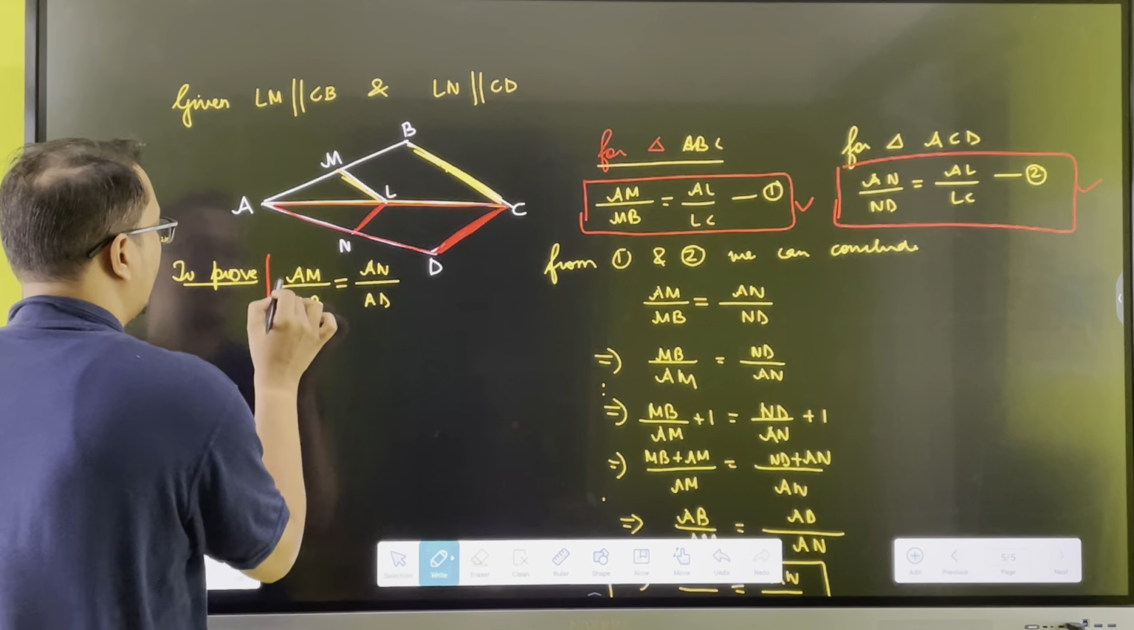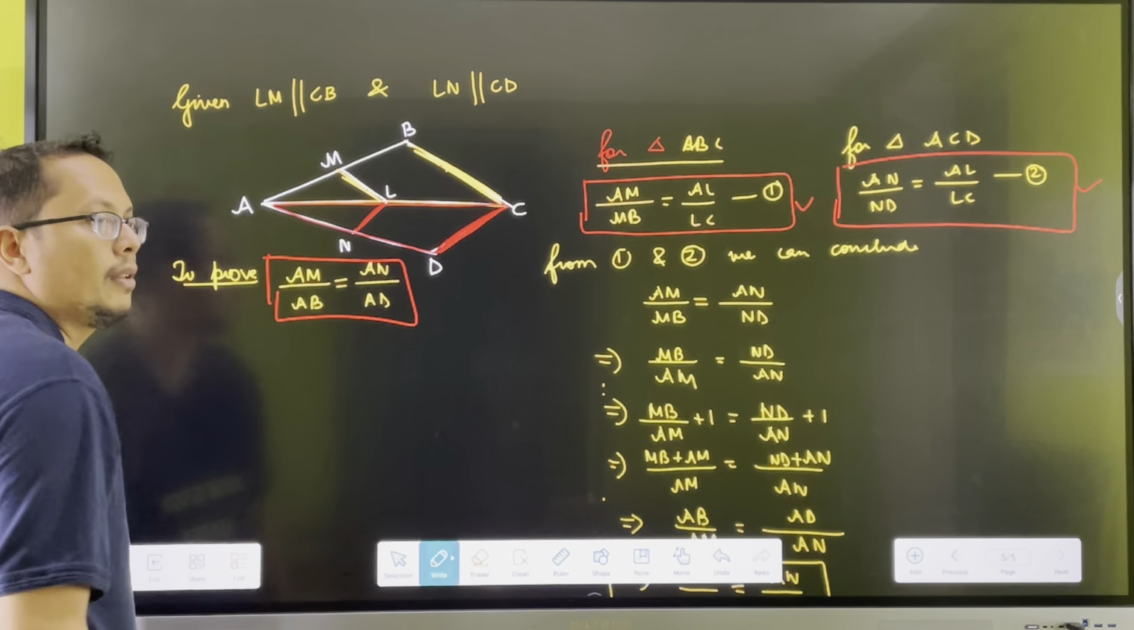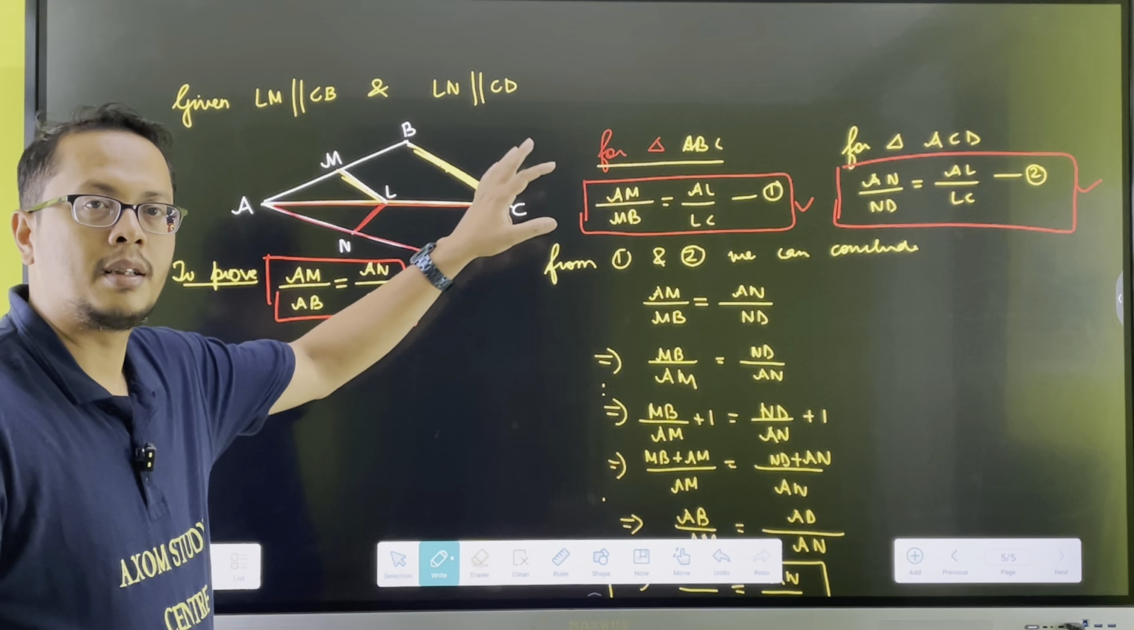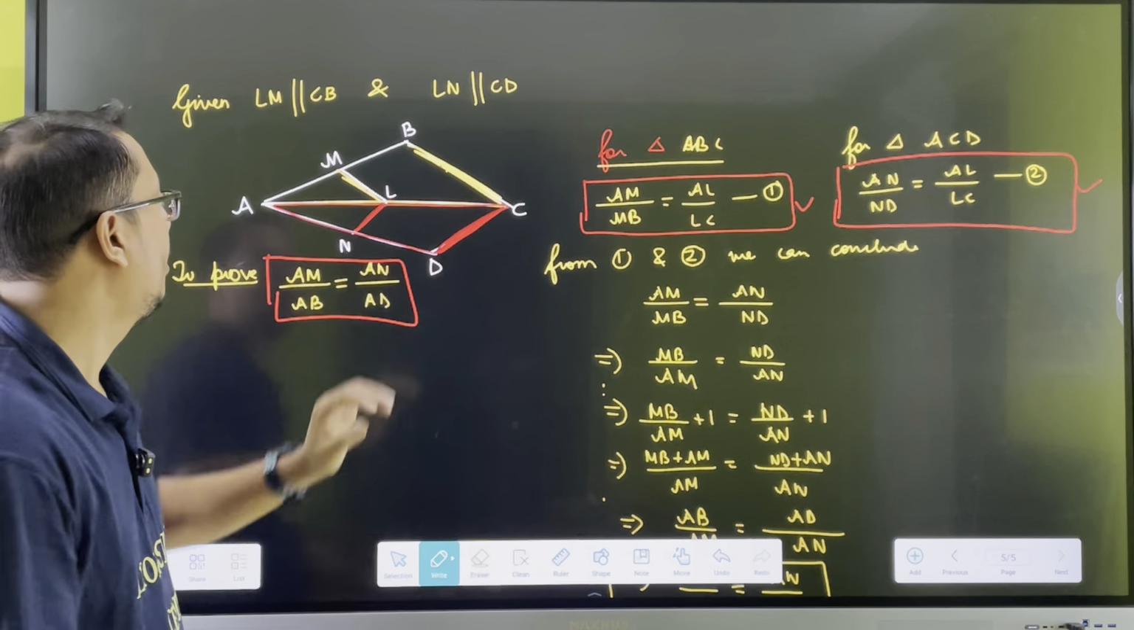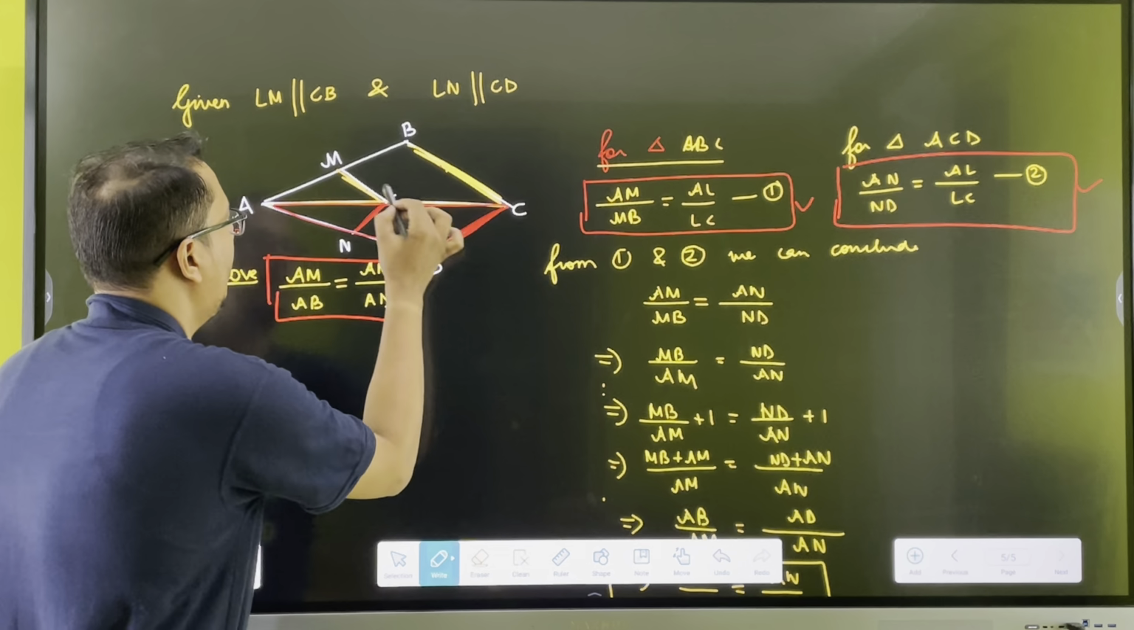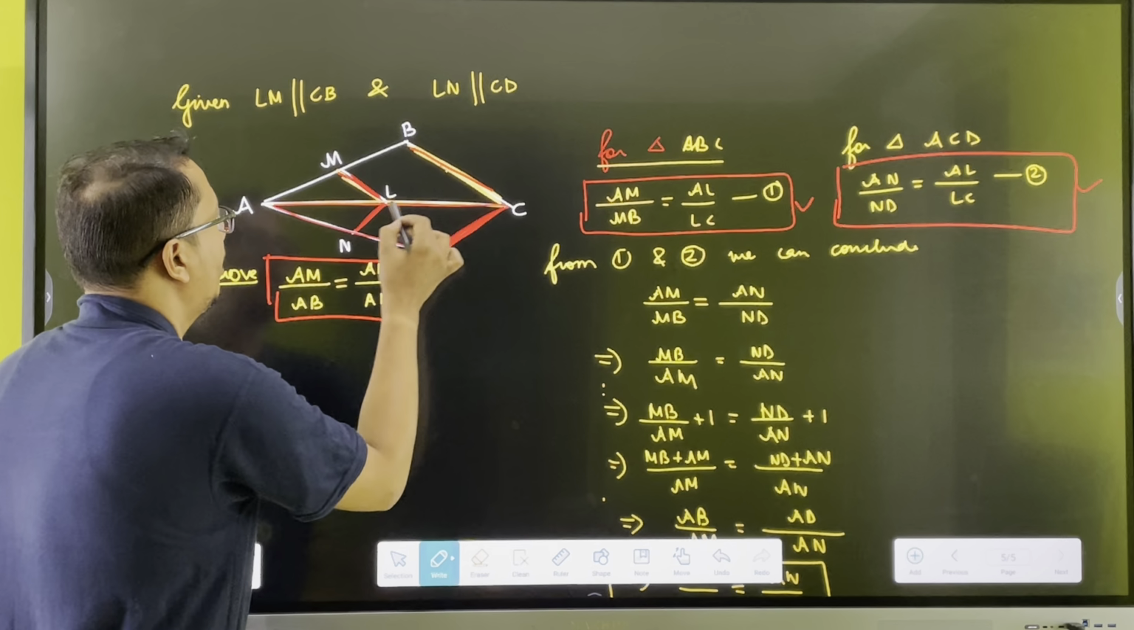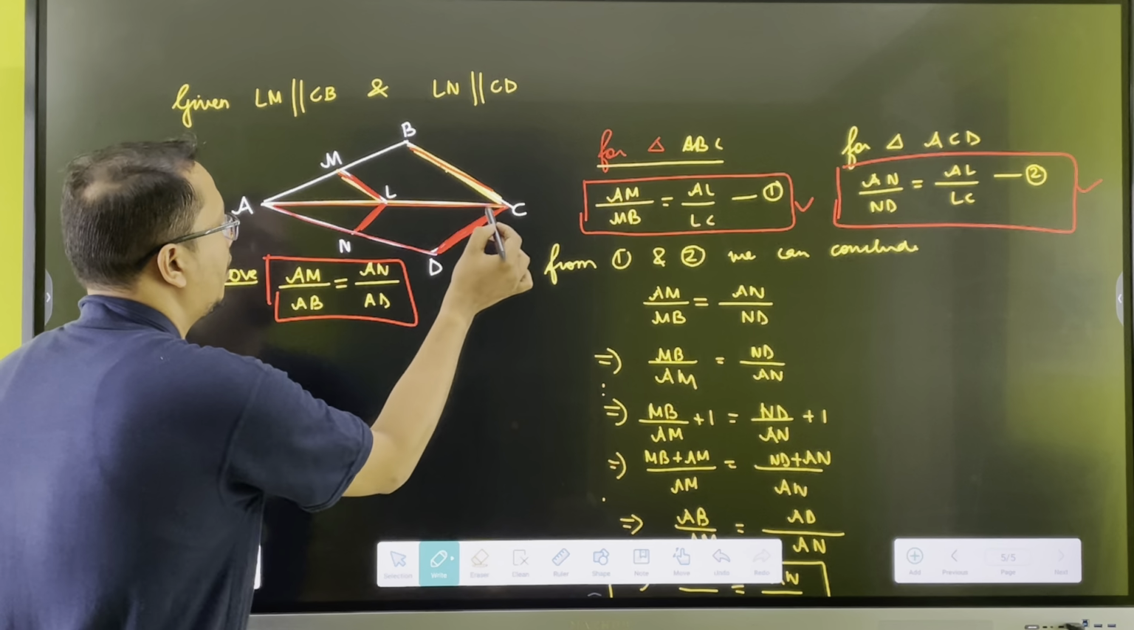So students, what we have learned? We have learned how to apply theorem number 6.1 by observing that this is a triangle and this line is parallel to this, and in this triangle this line is parallel to this.